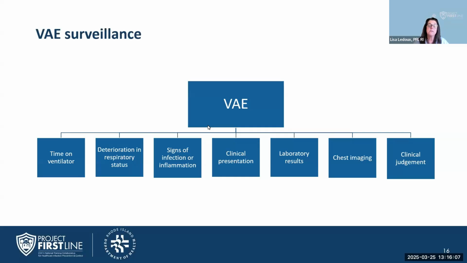VAEs are identified by using a combination of objective criteria. To identify a ventilator-associated event, healthcare professionals look for how long has this patient been on the ventilator?